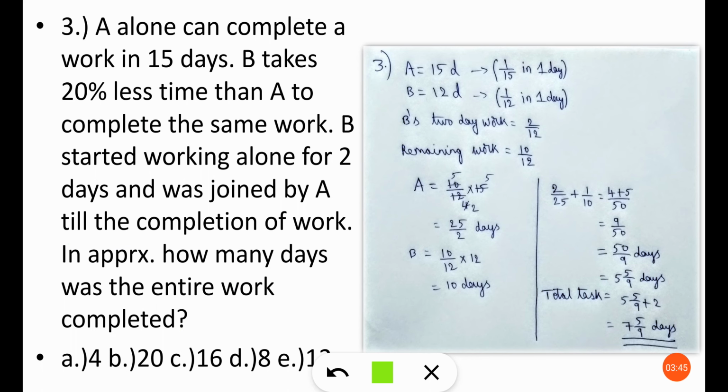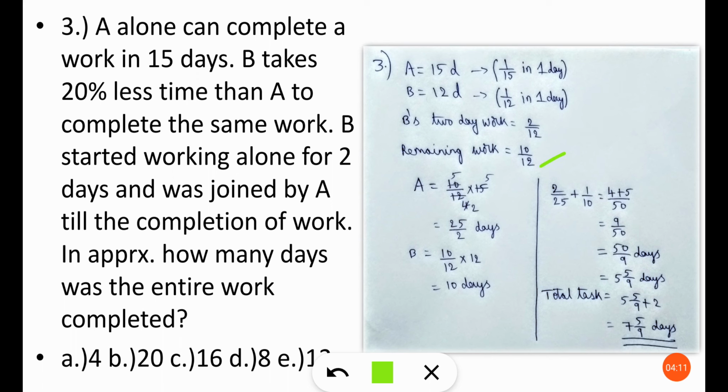It is given A can do a task in 15 days. So in one day he will complete 1 by 15 of work. B takes 20% less. 20% less means 15 minus, what is 20% of 15? It is 3 days. So 15 minus 3 is equal to 12 days. In one day he completes 1 by 12 of work. B's 1 day work is 1 by 12. B's 2 day work is 2 by 12. The remaining work is 10 by 12.